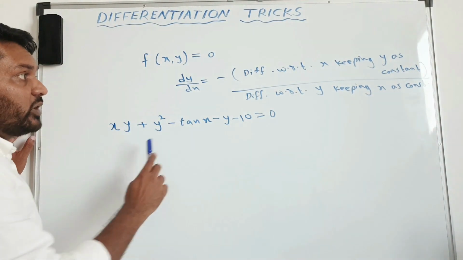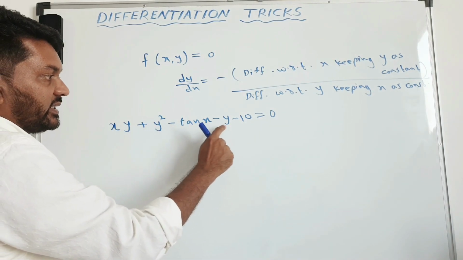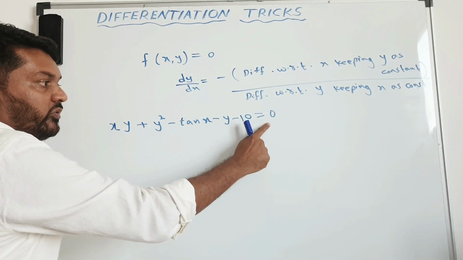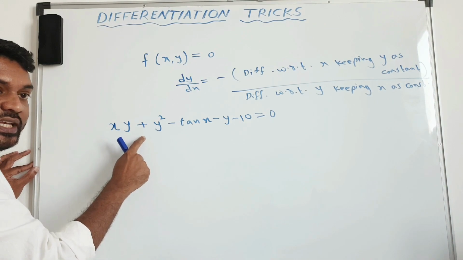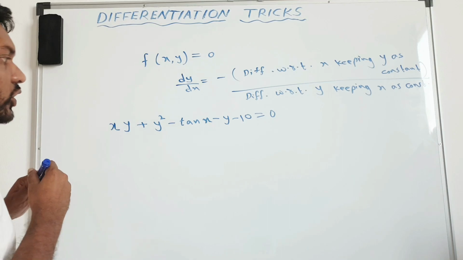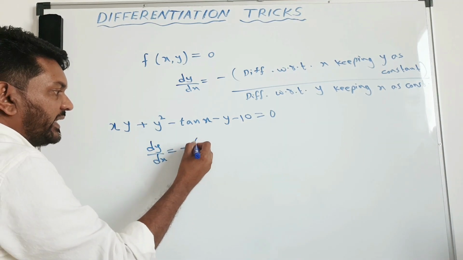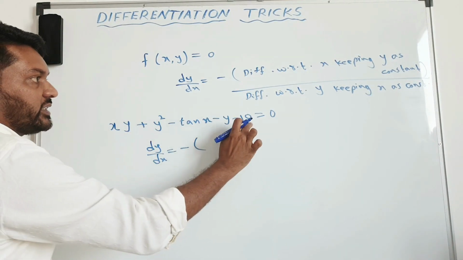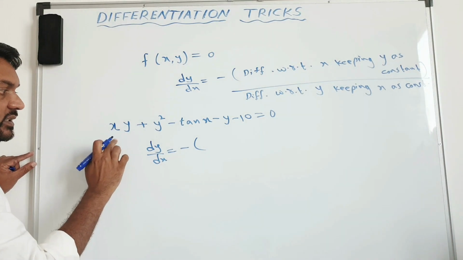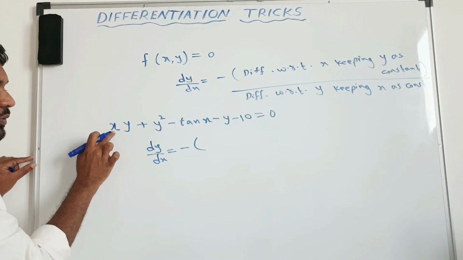Now we will see an example question using this method. xy plus y square minus tan x minus y minus 10 equals 0. This is an example of implicit function. You might have seen this type of question in your MCRT book. So to differentiate this, dy by dx equals minus of differentiate this entire function keeping y as constant, differentiate with respect to x. So xy differentiation, y is constant and differentiate x with respect to x, which is 1.